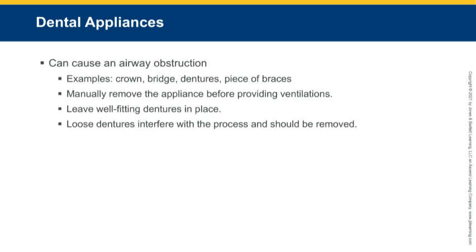Dental appliances, such as dentures, bridges, and braces, can pose an airway obstruction risk if they become dislodged during an emergency. As an EMT, you need to assess whether a patient's dental appliance should be left in place or removed to ensure a clear airway. Well-fitting dentures should be left in place, as they help maintain the structure of the mouth and improve mask seal during ventilation. Loose or poorly fitting dentures should be removed, as they may block the airway or interfere with assisted ventilation. Always check the mouth for broken dental pieces or foreign objects before initiating airway management or ventilation.